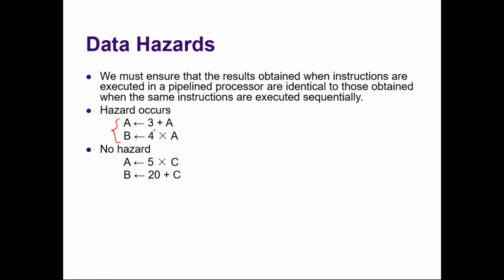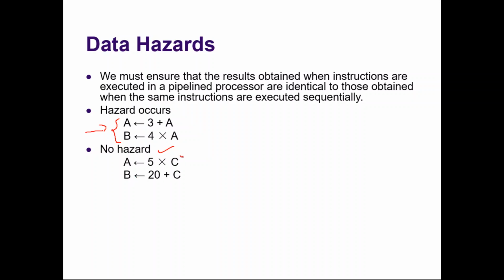When this type of instructions are there, we should be cautious. That is, the appropriate hardware or software unit should be cautious when the destination operand of the previous instruction is used as the source operand of the current instruction. But in the second case there is no hazard. Here you see a is equal to 5 into c, b is equal to 20 plus c.